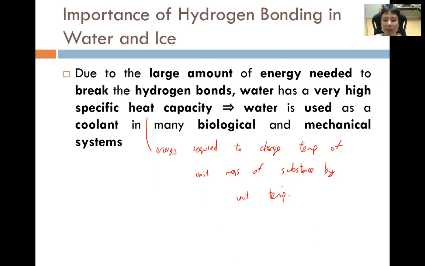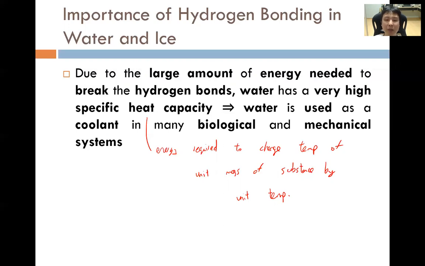Basically, if a substance has a very high specific heat capacity, it needs to take in a lot of heat before its temperature is raised by, let's say, 1 degree Celsius. So because of hydrogen bonding, water has a very high specific heat capacity, meaning it can take in significant amounts of heat before its temperature rises by 1 degree Celsius. So it's used as a coolant in many biological and mechanical systems because it's able to absorb a lot of heat before it turns into water vapor.